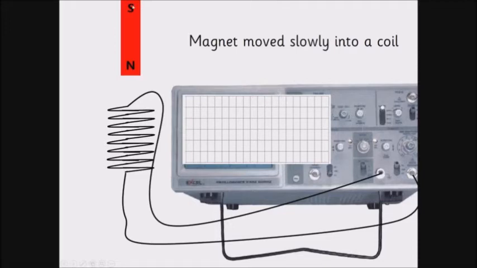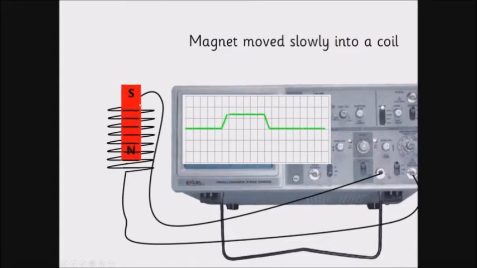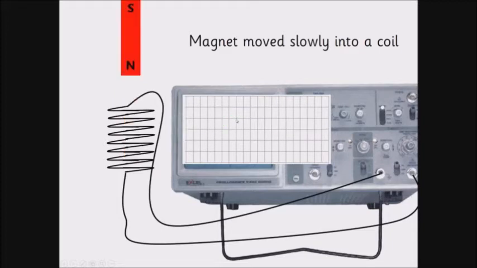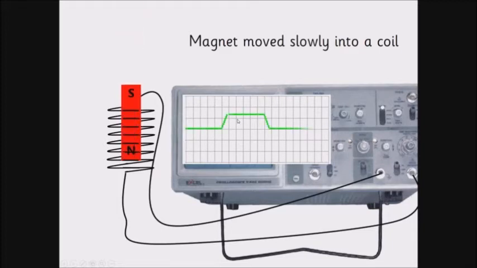So here we go, we're moving a magnet into a coil of wire, and if we had an oscilloscope connected to it, let's have a look what we'd see on screen. There's the movement, and as the magnet is moving through the coil, we get a voltage on screen. It seems to have gone up about 1.5 squares. I'll do it again. So we get a positive voltage.